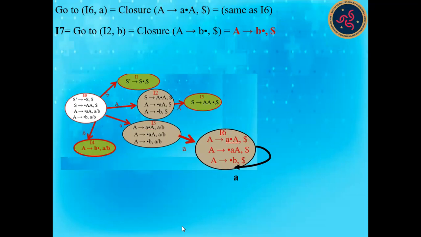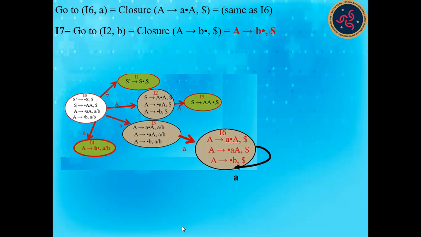And if I am getting symbol B, then I have to go to a new state, that is I7. I need to apply the closure upon this particular production, that is A gives dot B will come as A gives B dot, comma dollar. The dollar I have taken from this production, so there is no change. So here there comes a new state, that is A gives B dot.